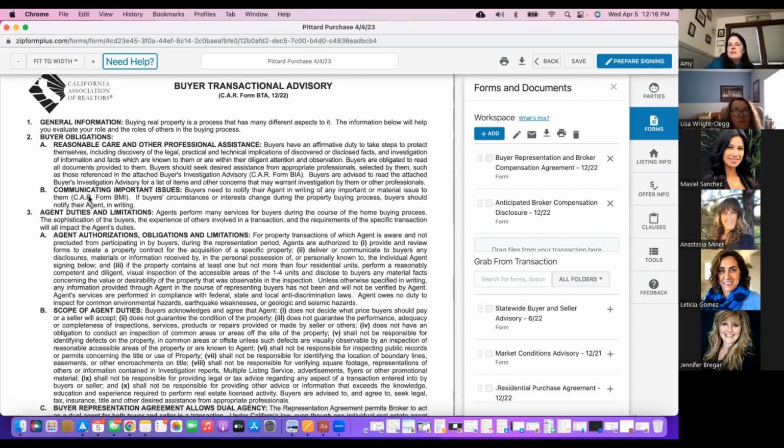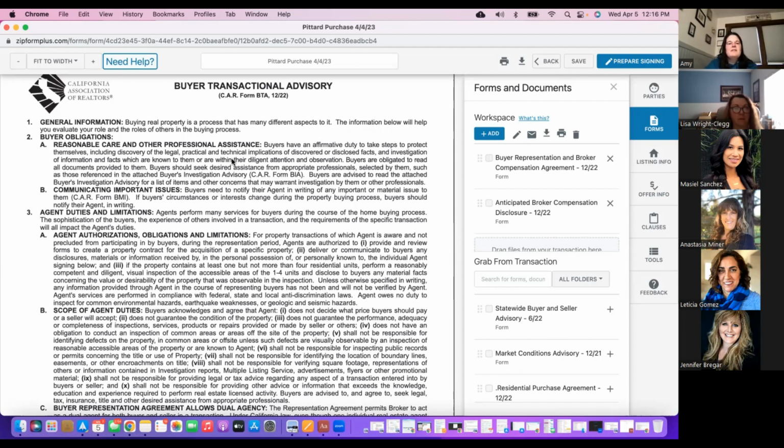Communicate important issues in case they didn't understand it in the contract. Buyers need to notify their agent in writing of any important material issues to them, CAR Form BMI. If buyers' circumstances or interests change during the property buying process, buyers should notify their agent in writing. The reasonable care, since I read that one, I'll read this one. Buyers have an affirmative duty to take the steps to protect themselves, including discovery of the legal, practical, and technical implications of discovered or disclosed facts and investigation of information and facts which are known to them and are within their diligent attention and observation.